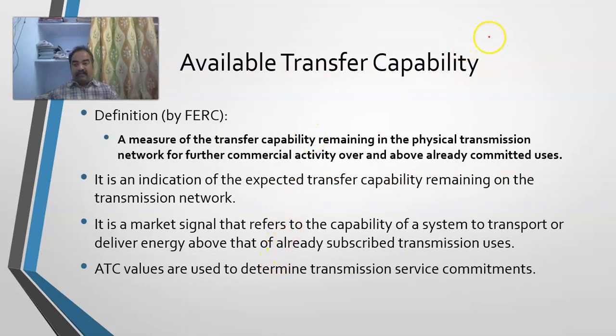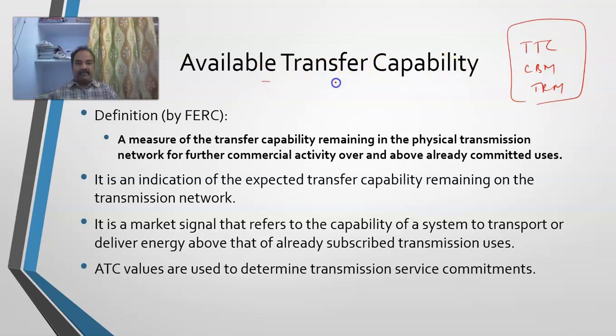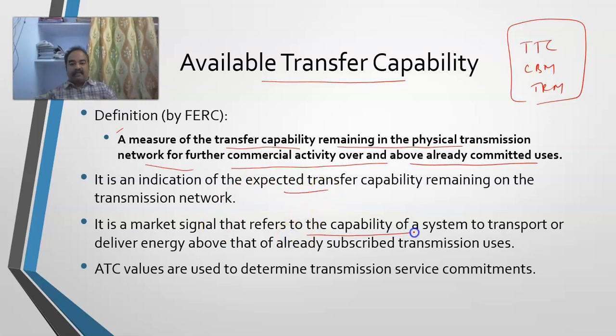Now, having discussed TTC, CBM and TRM, we will move on to available transfer capability. This is what we are focused on. The definition of available transfer capability is the measure of transfer capability remaining in the physical transmission network for further commercial activity over and above already committed uses. So it is an indication of the expected transfer capability which is still available on the transmission network. It is a market signal that refers to the capability of a system to transport or deliver energy above that which is already in use.